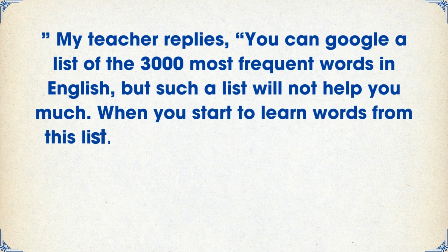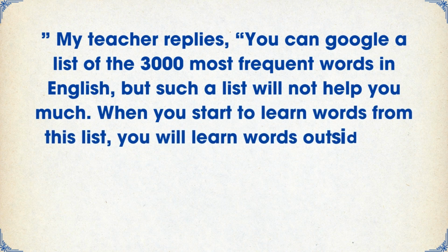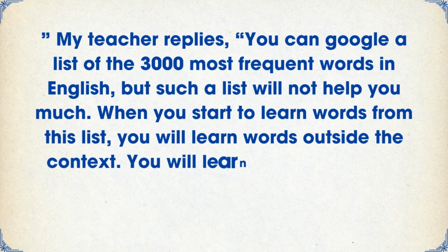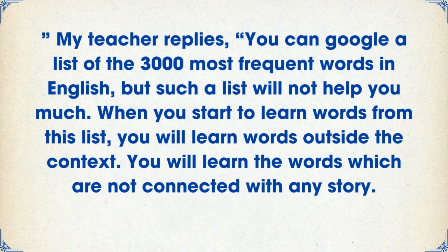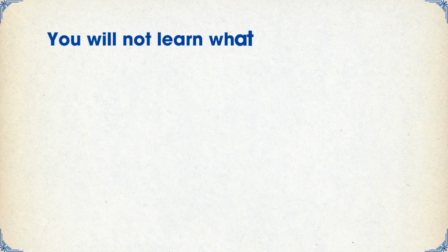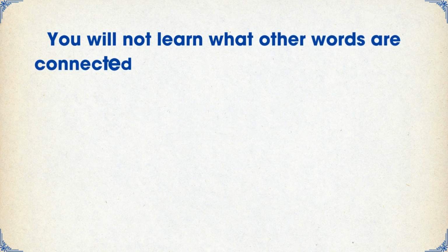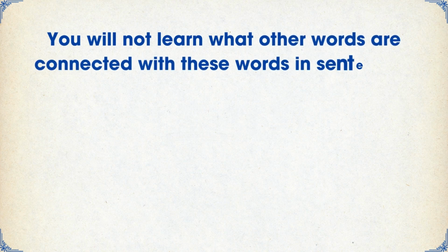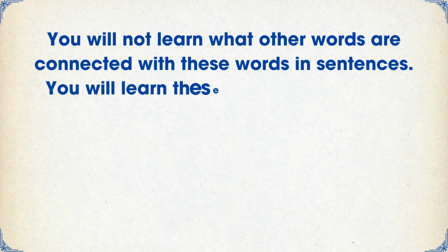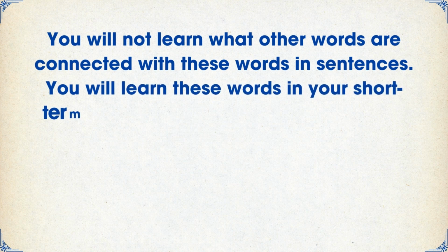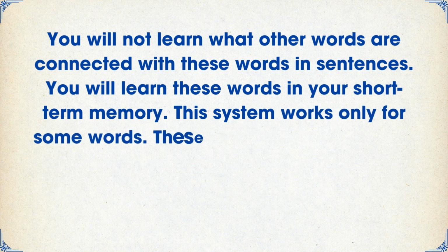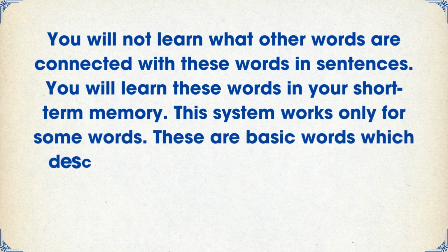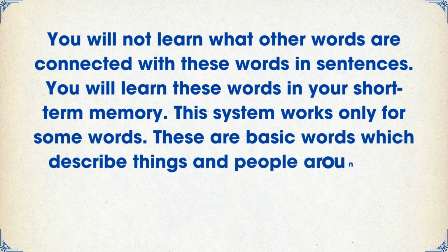When you start to learn words from this list, you will learn words outside the context. You will learn the words which are not connected with any story. You will not learn what other words are connected with these words in sentences. You will learn these words in your short-term memory. This system works only for some words. These are basic words which describe things and people around us.